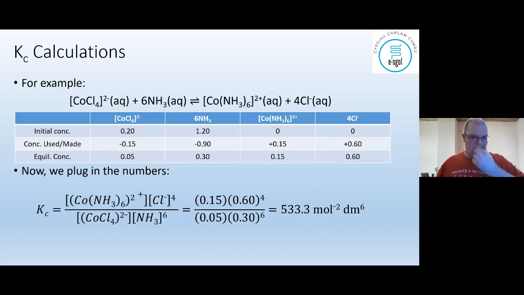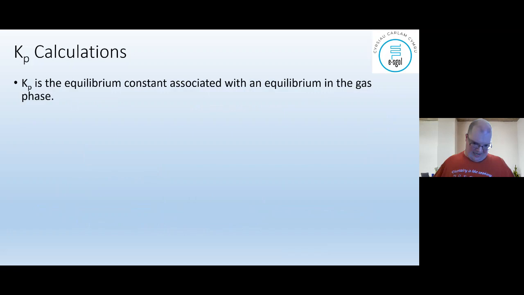Okay, and we end up with a value for Kc of 533.3 moles to the minus 2 dm to the 6. Okay, and remember where we worked out the units for this earlier, so we can just plug those units in. Okay, so hopefully this is jogging some memory on Kc expressions.